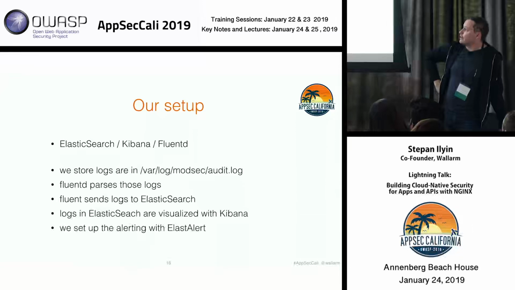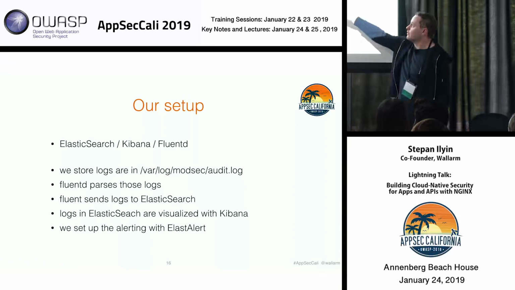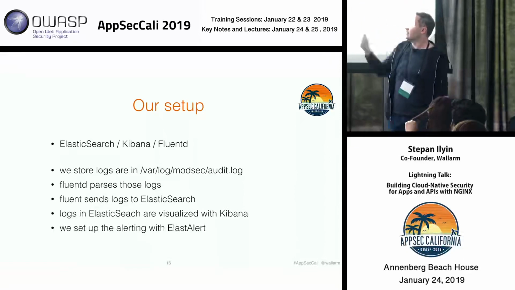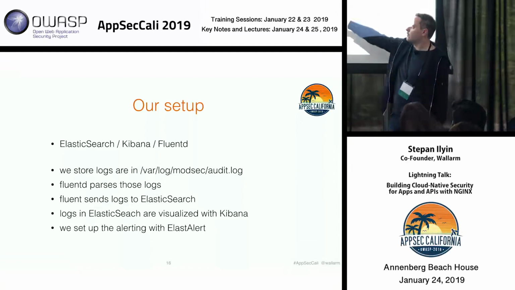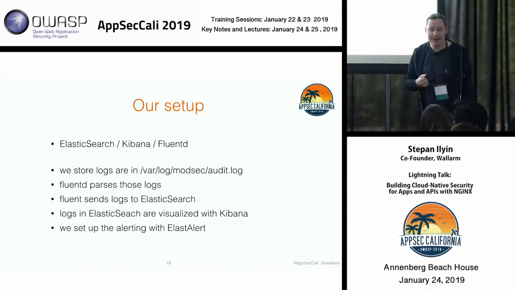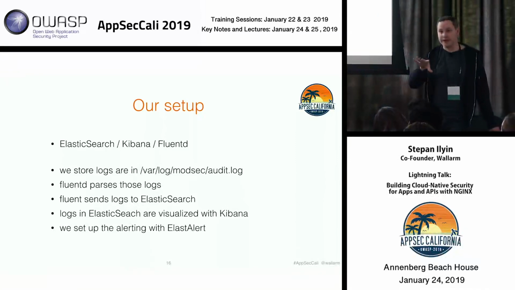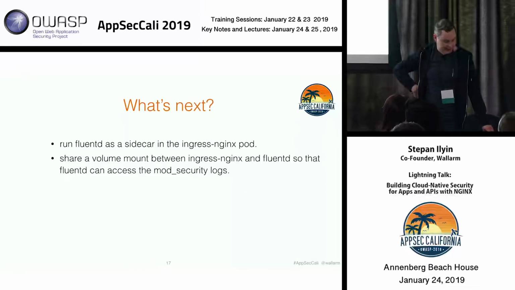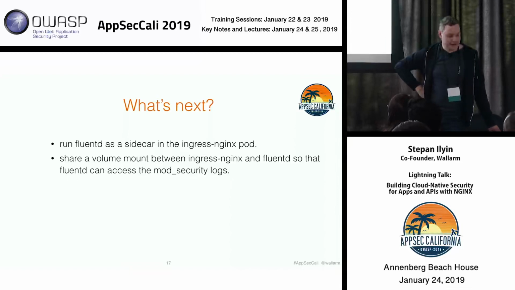The setup is very basic. We store all the logs in some log files in the ingress controller. Fluentd is basically a special daemon which will analyze and parse all the logs. And then fluentd sends all the logs to Elasticsearch. With Kibana, you just make different kinds of dashboards or different kinds of search queries. It's very easy to do. And then you set up the alerting. For fluentd, the best way to run it is as a sidecar in the ingress NGINX pod.